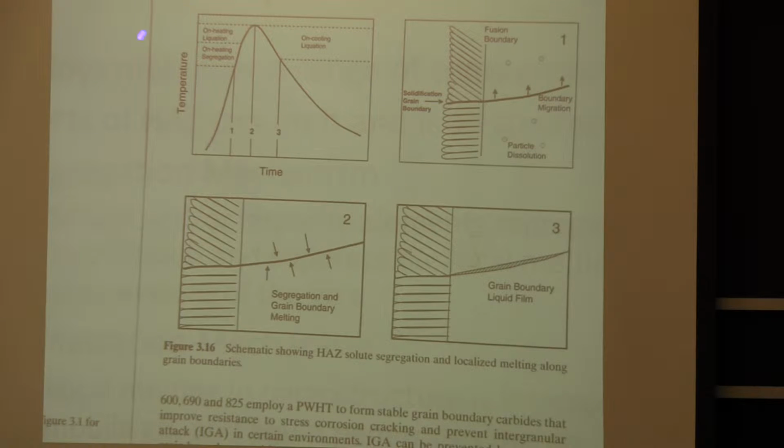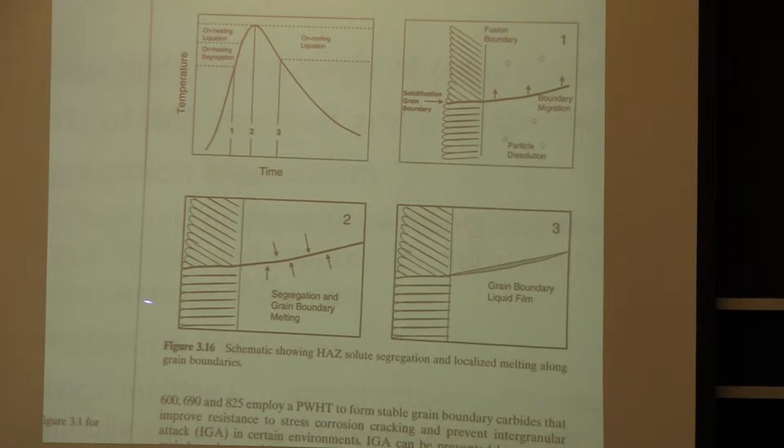So this first diagram up here has to do with temperature versus time. So as you're making a weld, as you're on heating, you're allowing some of those alloying elements to segregate to the grain boundaries, and then also as you continue to heat, you start to melt some of those particles in other low melting regions. And then as you begin cooling, you're also still hot enough that you're allowing some of that liquation to occur along the grain boundaries.